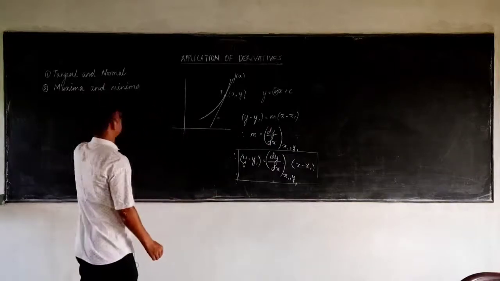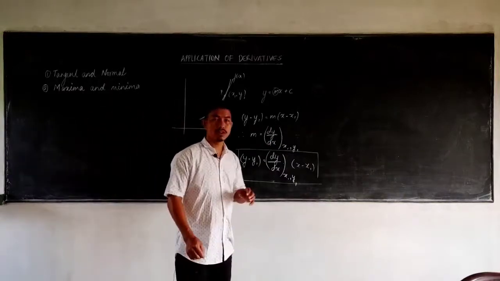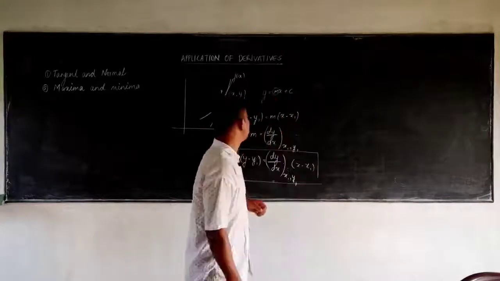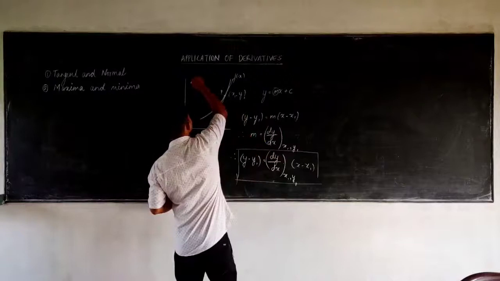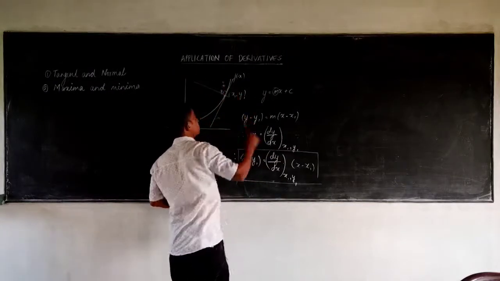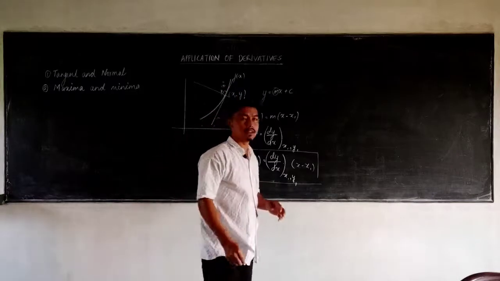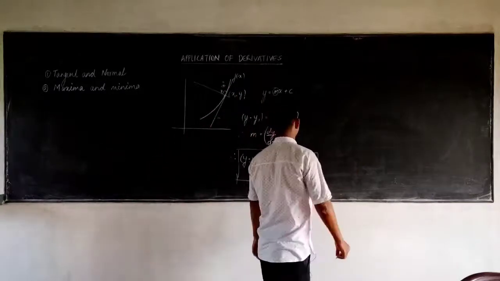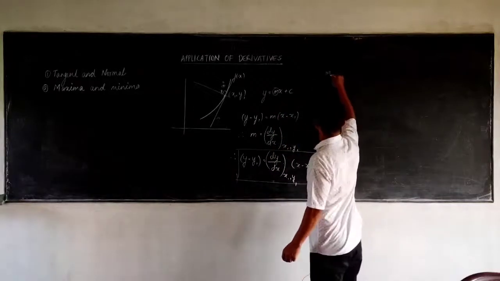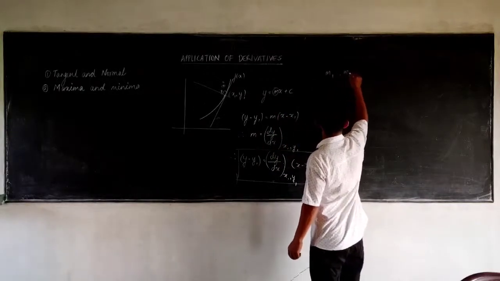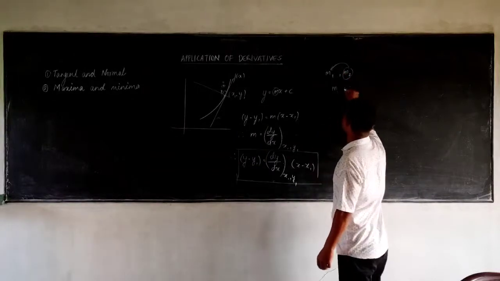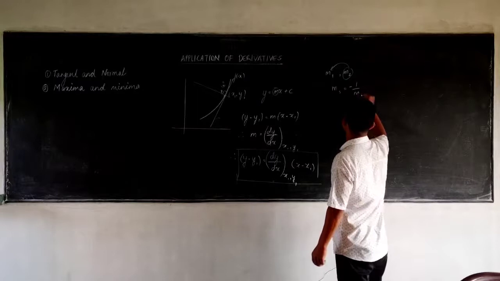Now coming to the normal, we already know what the normal is. The normal is the line drawn perpendicular to the tangent. Suppose I draw a line to the tangent at a given point at an angle of 90 degrees. We have also learned in class 10 that for two lines perpendicular to one another, if m1 is the slope of one line and m2 is the slope of the other line perpendicular to the first, then m2 will simply equal negative 1 divided by m1.